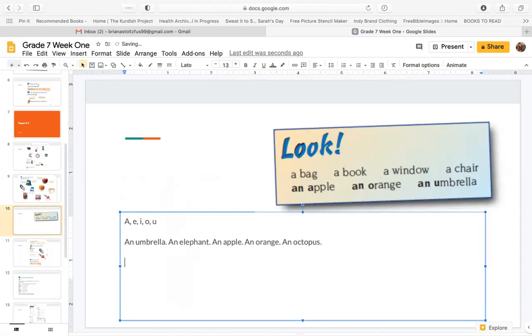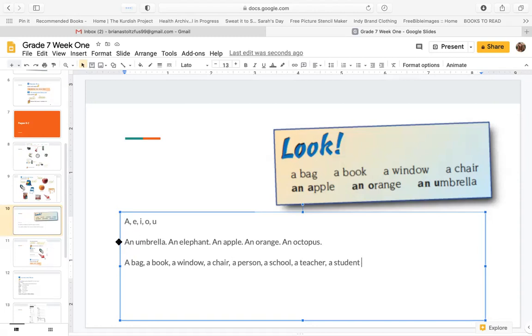But if it does not start with a vowel, if it starts with any other letter, then we simply say a, like a bag, a book, a window, a chair, a person, a school, a teacher, a student. Okay? Only if the word starts with a vowel do we say an. And this is just because it sounds better. Remember we talked about this in class. A umbrella just doesn't sound good. An umbrella sounds much better.